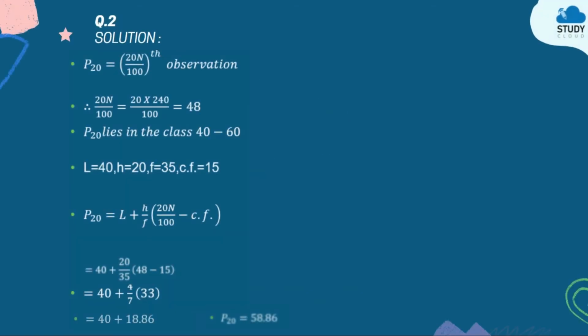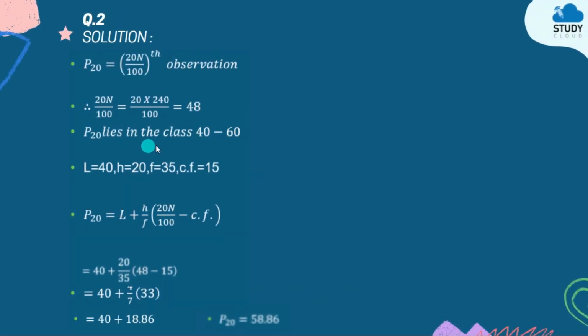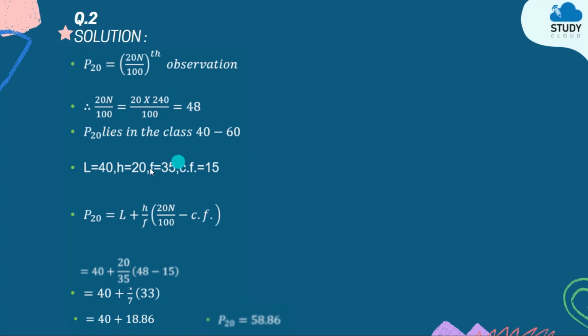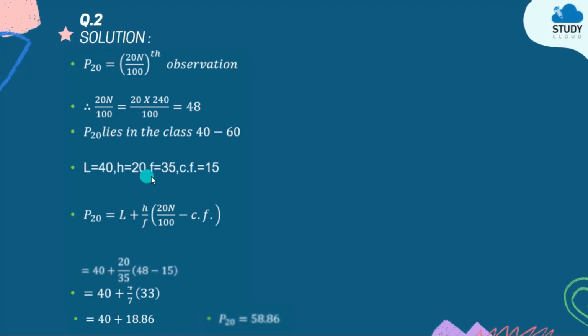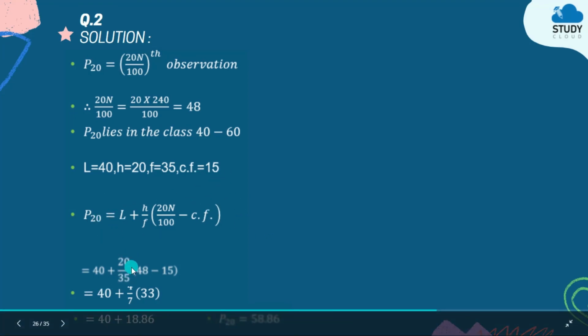So P20 lies in the class 40 to 60. L is 40, H means width is 20, F is 35, CF is 15. So just substitute all the values here. You get 40 plus 20 upon 35, and in brackets you have to write 48 minus 15.